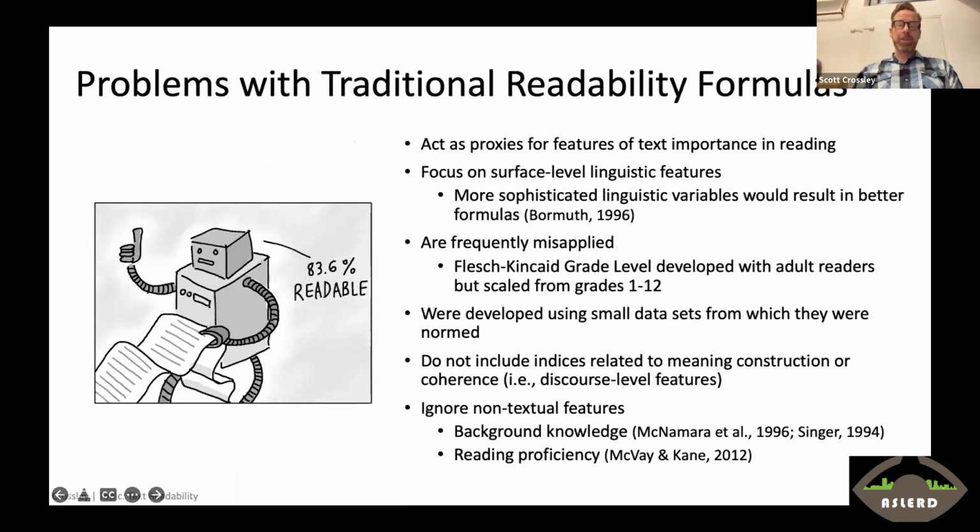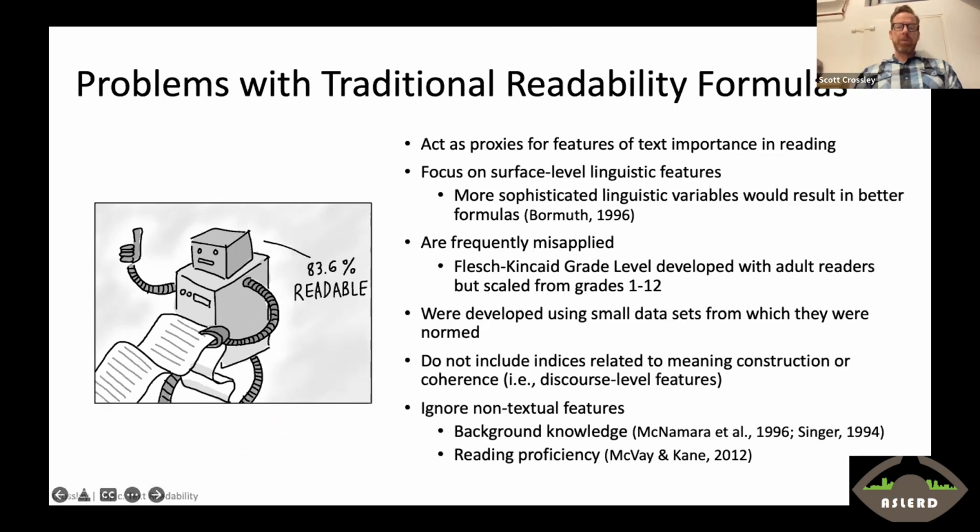Now, lots of problems with these. Number one is they act only as proxies for text difficulty. They focus on these really surface level linguistic features that aren't very sophisticated. They are frequently misapplied. So the Flesch-Kincaid grade level was developed with adult readers, but it's scaled from grade 1 to 12, which is a bit of a dissimilarity.